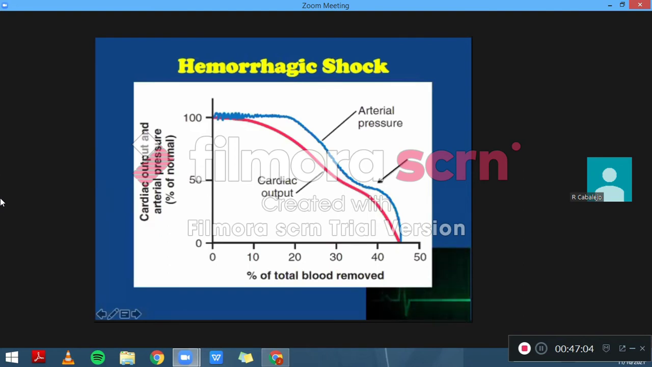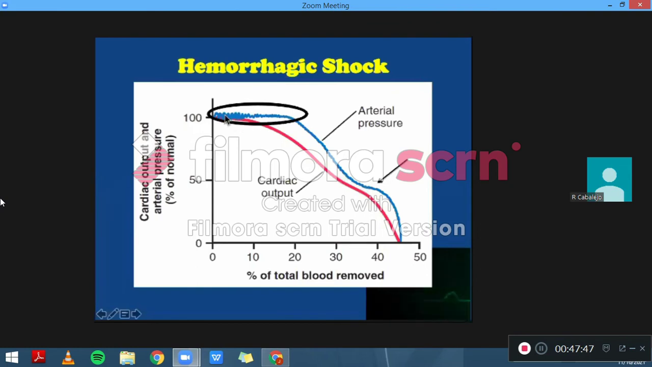This is the graph of hemorrhagic shock, plotting cardiac output against the percent of blood removed. The red curve is your cardiac output and your blue curve is your arterial pressure. If you look at it, both of course will decrease in time, depending on how much blood is lost. But if you look at the upper part of the blue curve, that one I encircled, the arterial pressure is maintained at or near normal levels in the hemorrhaging person longer than the cardiac output, the red curve.